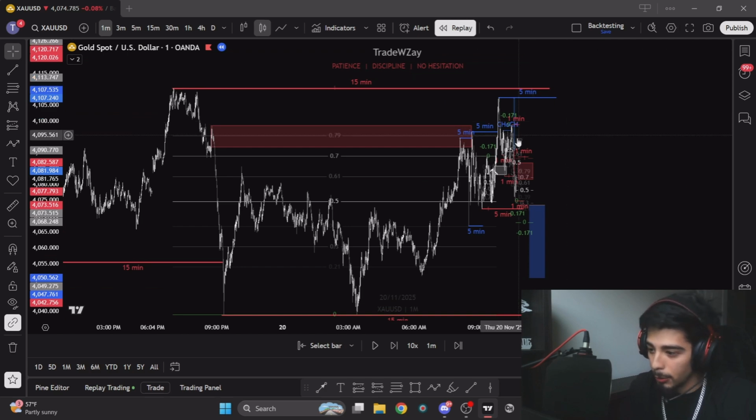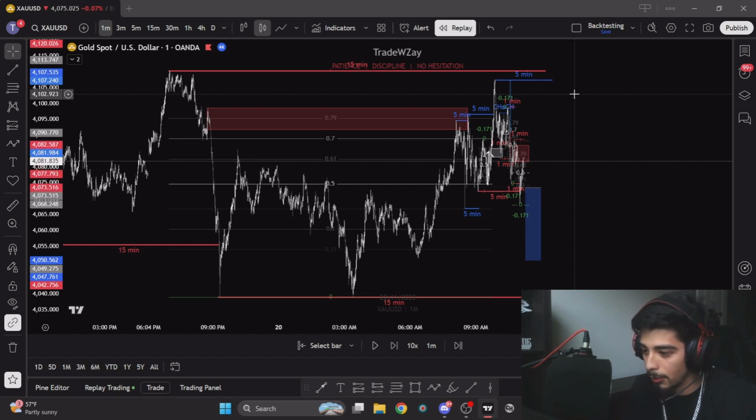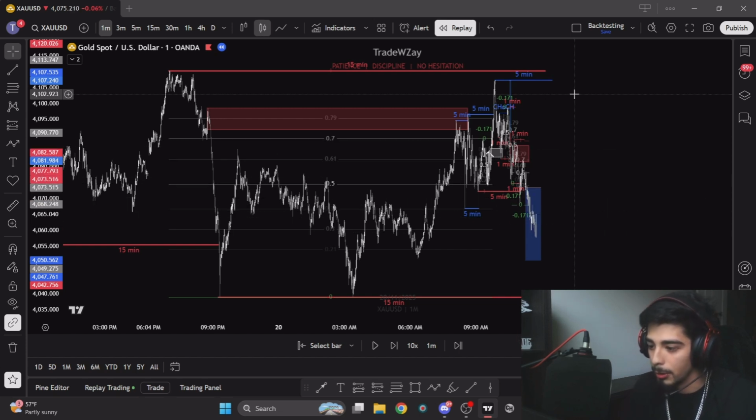That trade right there was mid-low probability, and this trade right here that we get into here was my highest prob trade.